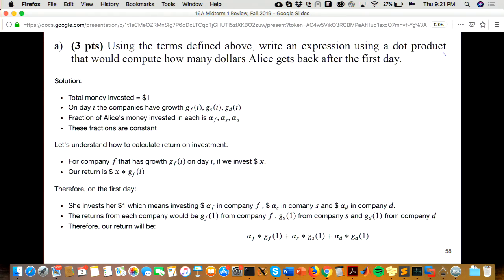All good? Similarly, for day 1, the functions that we had, G of F, G of S, G of D, can just be represented as G of F on day 1, G of S on day 1. So far, so good? And then, as we broke down, for any company, we just multiply the amount of money she put in with the growth function to get the amount of money she gets back. And because we invested in all three companies, we add up that total sum to get how much money she's going to get in return.